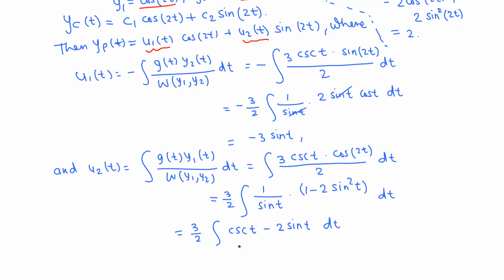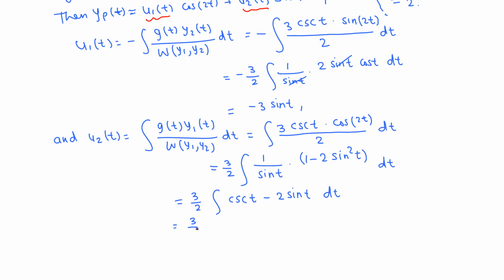Okay, and now we know how to find this integral. This is 3/2 times the antiderivative of cosecant, which is natural log of cosecant minus cotangent, and minus 2 is there. Antiderivative of sine is negative cosine, that makes positive cosine t. Okay, that's the u2 part.